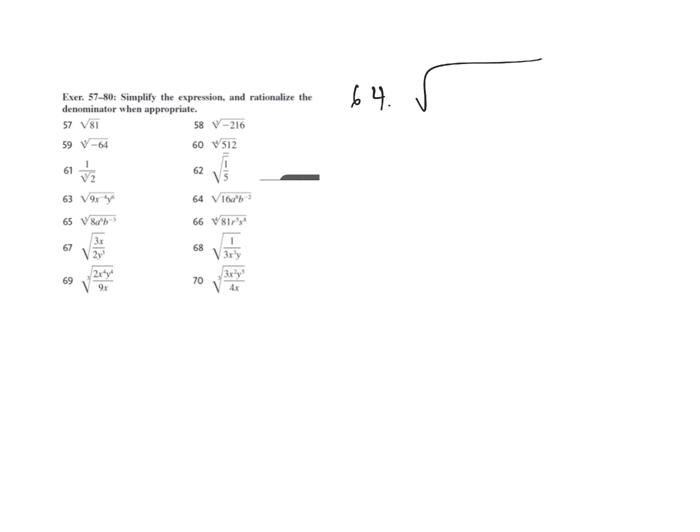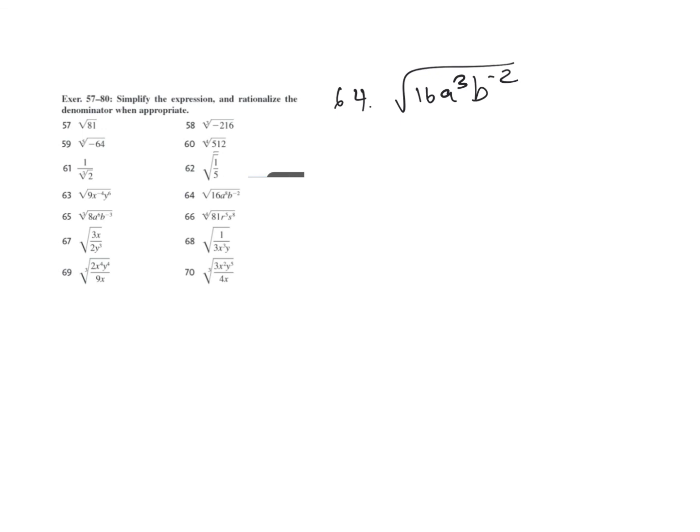Square root of 16a cubed b to the negative 2. Alright, so that's a to the 8th power. So again, it's all multiplication. We can break it apart. The square root of 16, the square root of a to the 8th, and the square root of b to the negative 2. And if you can do this without breaking it down like that, that's okay.